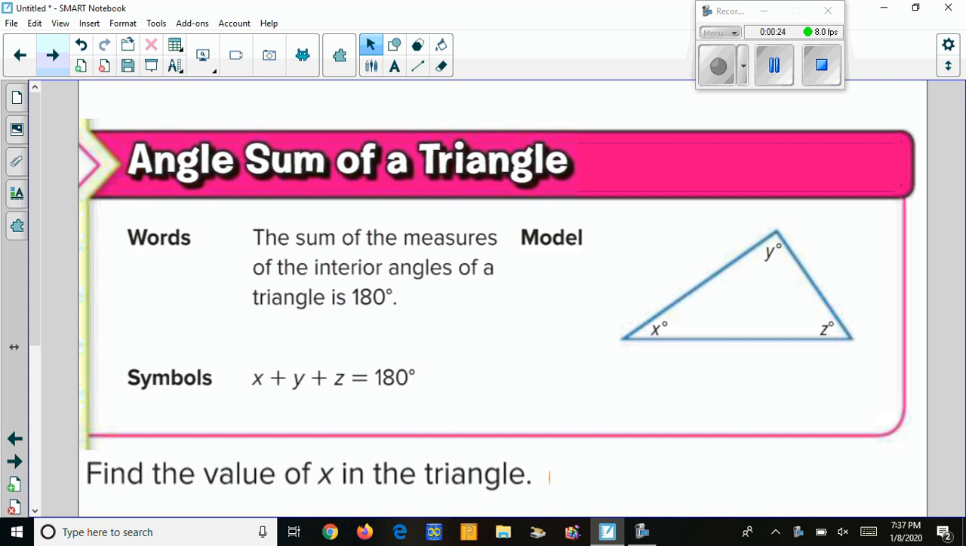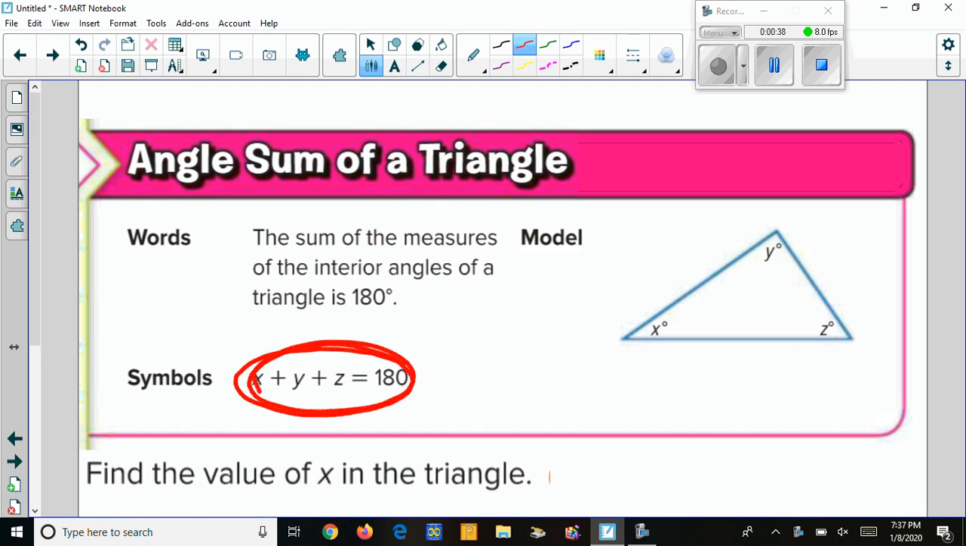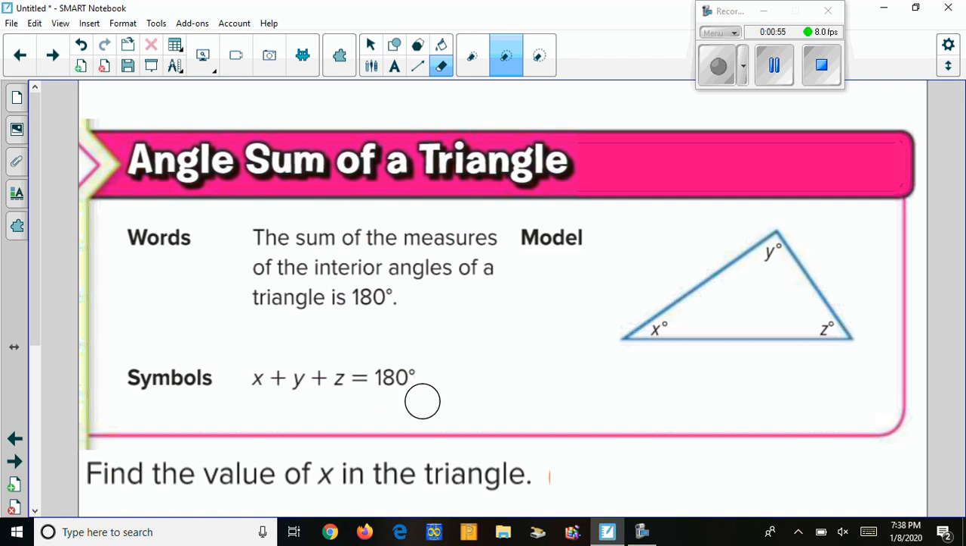First one is the triangle angle sum. And in this case, the important thing to know is that when it comes to the angles of a triangle, they always add up to 180. No matter what, as long as it is a triangle, all the interior or inside angles will add up to 180 degrees. And we can use this to help us create an equation that will help us find any missing piece.